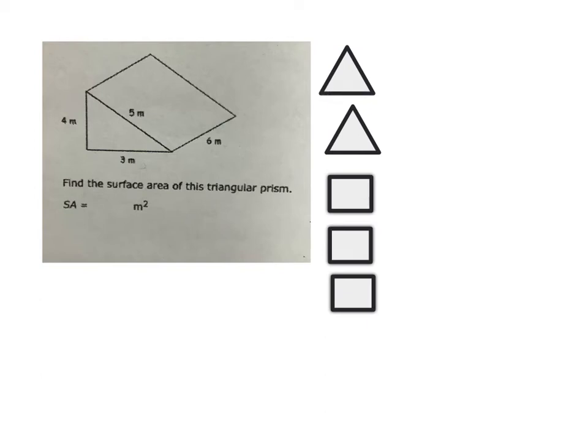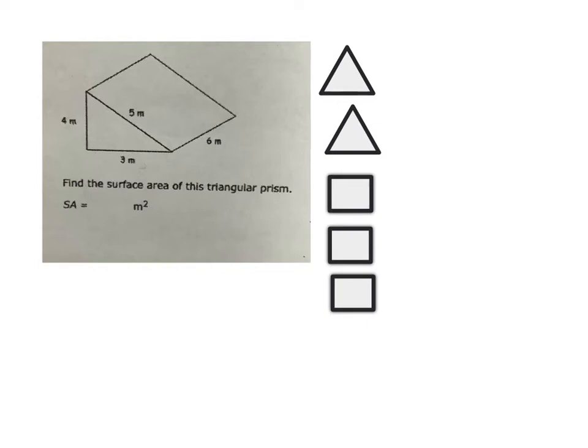Hi guys, I wanted to do a quick little tutorial on how to find the surface area of this triangular prism. Remember, I call this my triangle, triangle, rectangle, rectangle, rectangle because it is a triangular prism made up of two triangle bases and surrounded by three rectangles.